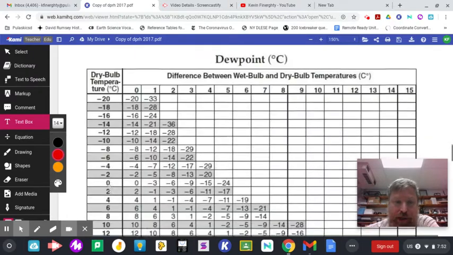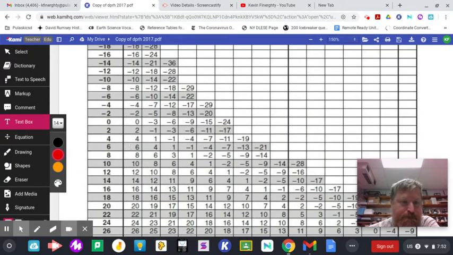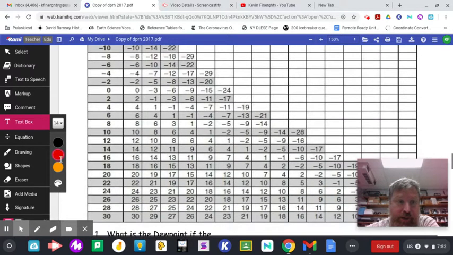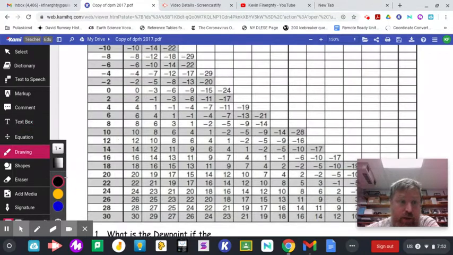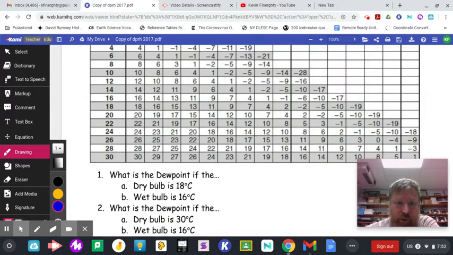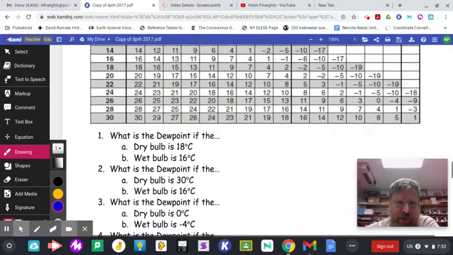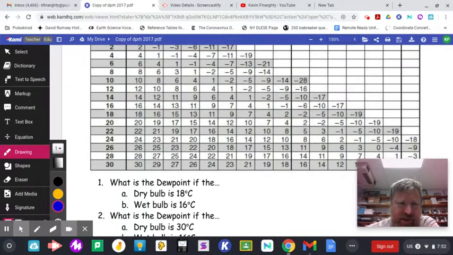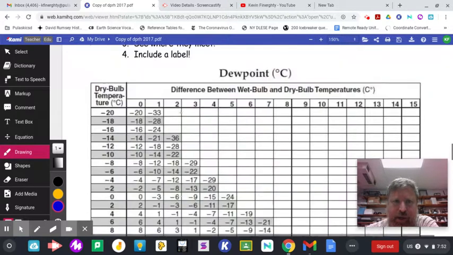Now we're using Cami usually here in class. I print like many copies of this so we can have people writing all over them to make sure that we get it. So I really recommend that you use your tools here. And I'm going to start doing the first one. What is the dew point if the dry bulb is 18? So the dry bulb is 18. So I'm going to circle 18. Okay, there you go. There's step one.